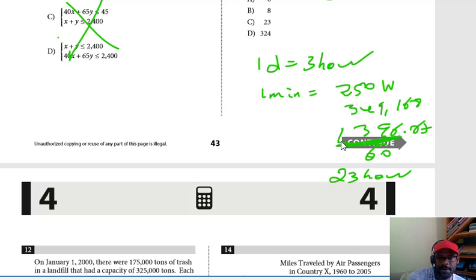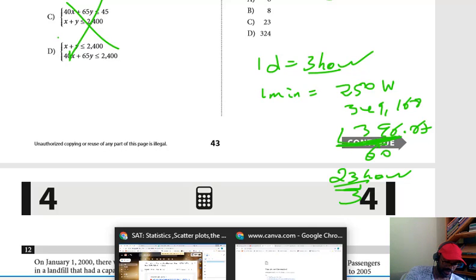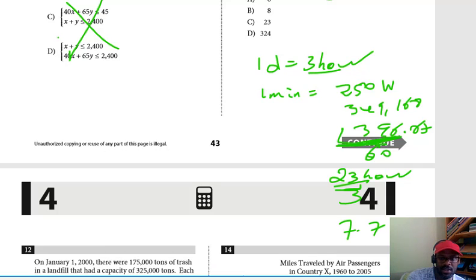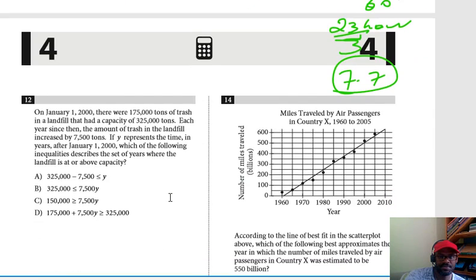So this means how many days it takes. In one day, 3 hours. So 23 hours takes how many days? I have to again divide this by 3. That goes to 7.7 something. So it's close to 8 days. It took him 8 days.